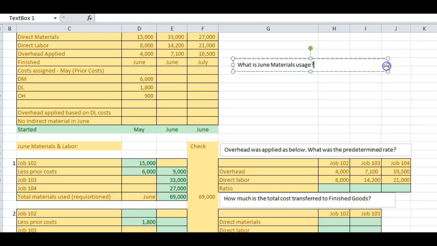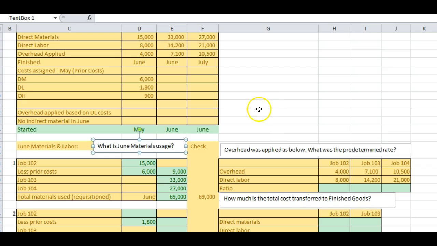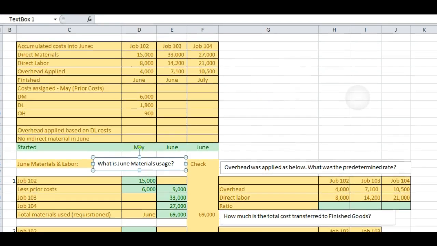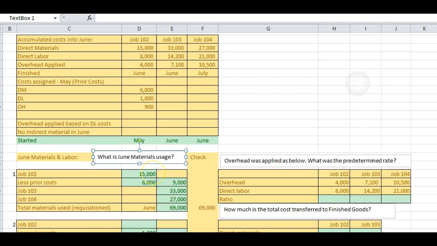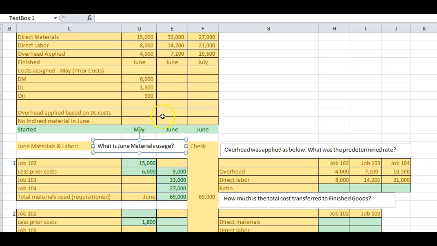And that's calculated right here. Let me show you. So what do we have? Job 102, job 103, and job 104. For materials, and I should say labor also because we have labor down here, let's just start with 102. Now, we have a full amount of 15,000 direct materials, but if you come down here, you find out 6,000 of those came in May. So we're going to put the 15,000 here, subtract the 6,000, and come up with 9,000.